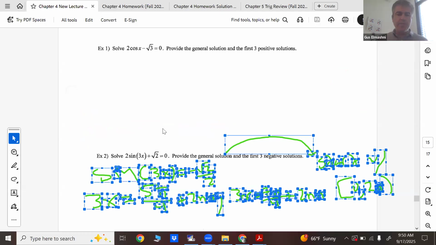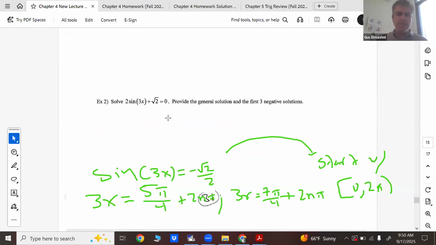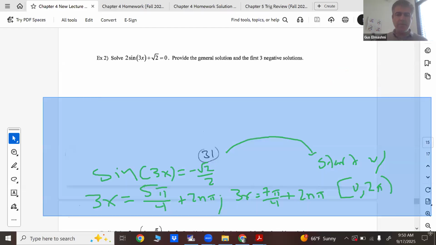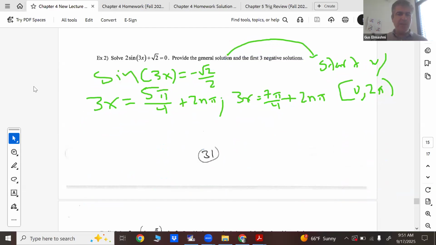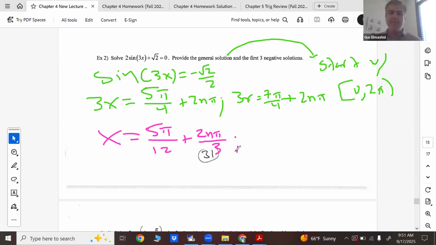So now what do I do? Okay, so it's really easy. You didn't know last year. Now you're going to know. I want to solve for x, so what should I do? Divide by 3. So it's 5 pi over 12 plus what? 2n pi over 3. Yes, exactly. That will be a catch-all. It will encompass everything. And then, of course, x will equal what else? 7 pi over 12 plus 2n pi over 3.